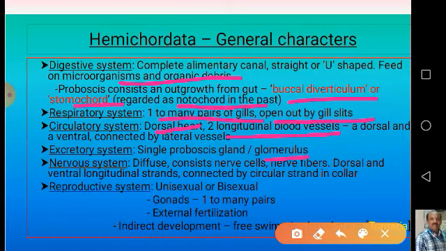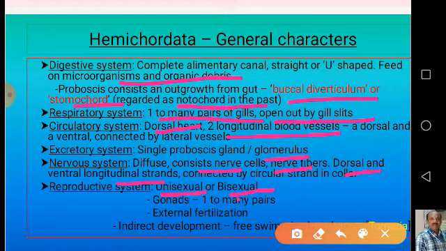It is diffuse and consists of nerve cells and nerve fibers, and dorsal and ventral longitudinal strands are present, which are connected by a circular strand in the collar area. Then the reproductive system. As far as the reproductive system is concerned, the animals are unisexual, that means sexual dimorphism can be seen. Males and females can be seen in some animals, whereas some other animals are bisexual, that means hermaphrodite, where male and female sexual reproductive organs are present in a single animal. There is no sexual dimorphism in some other animals.